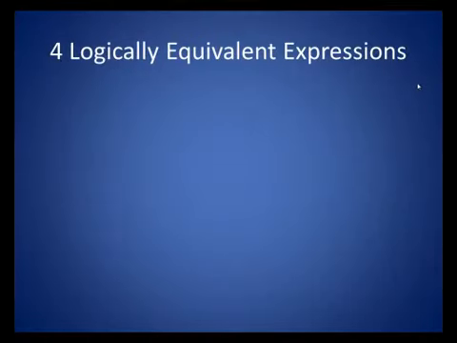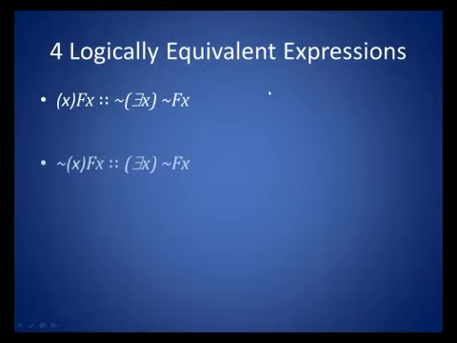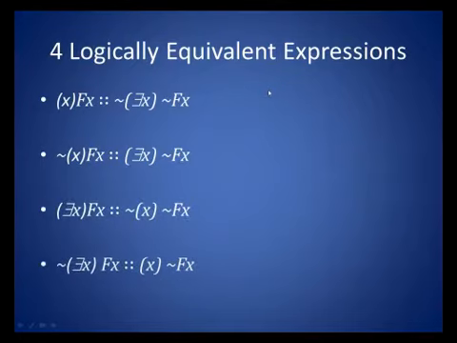So let's try and get straight on CQ. First thing I want to do is look at some logically equivalent expressions. So the first one to look at is this. These four dots, by the way, just mean logically equivalent. Okay? So what I have here on the left is for all x, Fx. On the right, I have it's not the case that there exists an x that's not Fx. These are logically equivalent statements. I'll explain more of that in detail in a moment, but let's look at the other three. So all of these are logically equivalent.